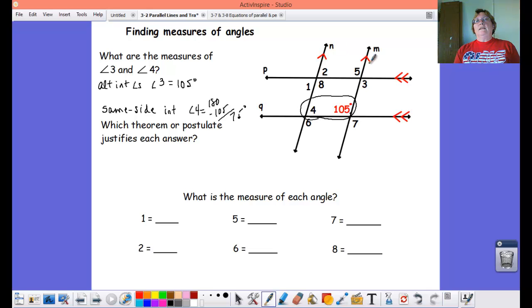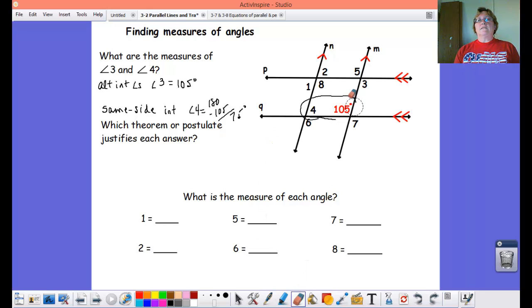This time N and M are the two lines, Q is operating as the transversal, and these guys are on the same side of the transversal in between the lines. That means they have to add up to 180, so angle 4 has to be 180 minus 105 degrees, and that's 75 degrees. Good.